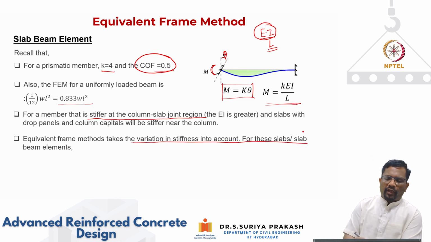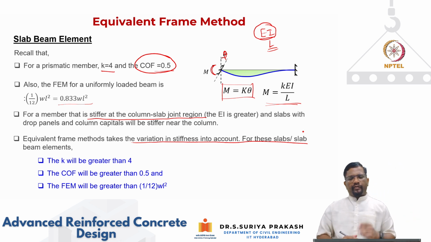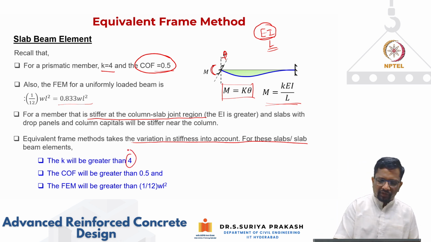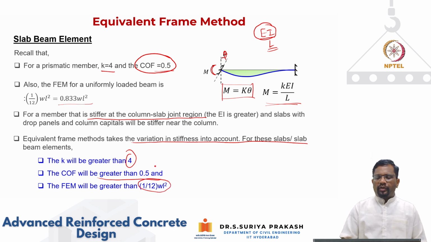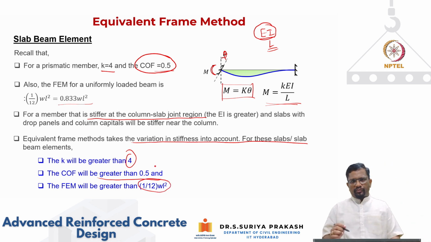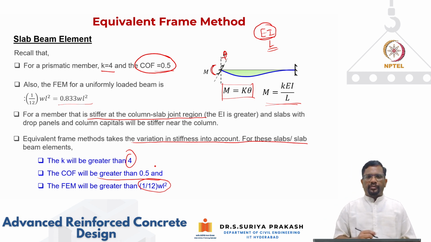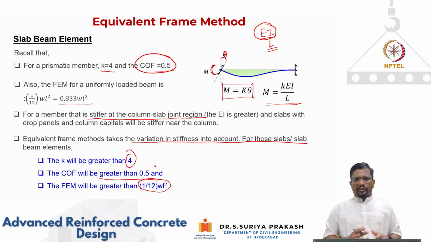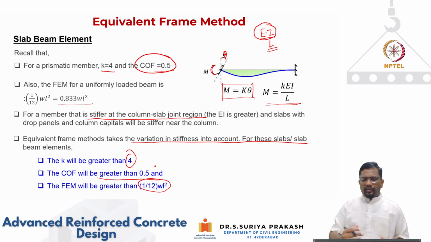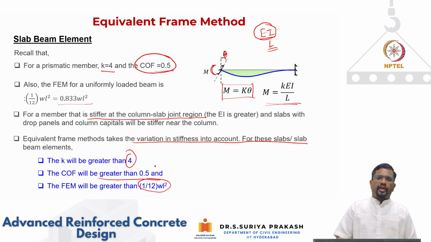For these slabs or slab beam elements, usually the K factor is going to be greater than 4, because now you have stiffer elements along the length of the beam and along the height of the column. And the carryover factor will be greater than 0.5 and the fixed end moment is going to be greater than WL squared by 12. So whatever the typical values that we assume for prismatic members, in this case we don't have a prismatic case, and the members are getting stiffened at the column supports as well as along the height of the column. So all these coefficients are going to be higher than the usual values.